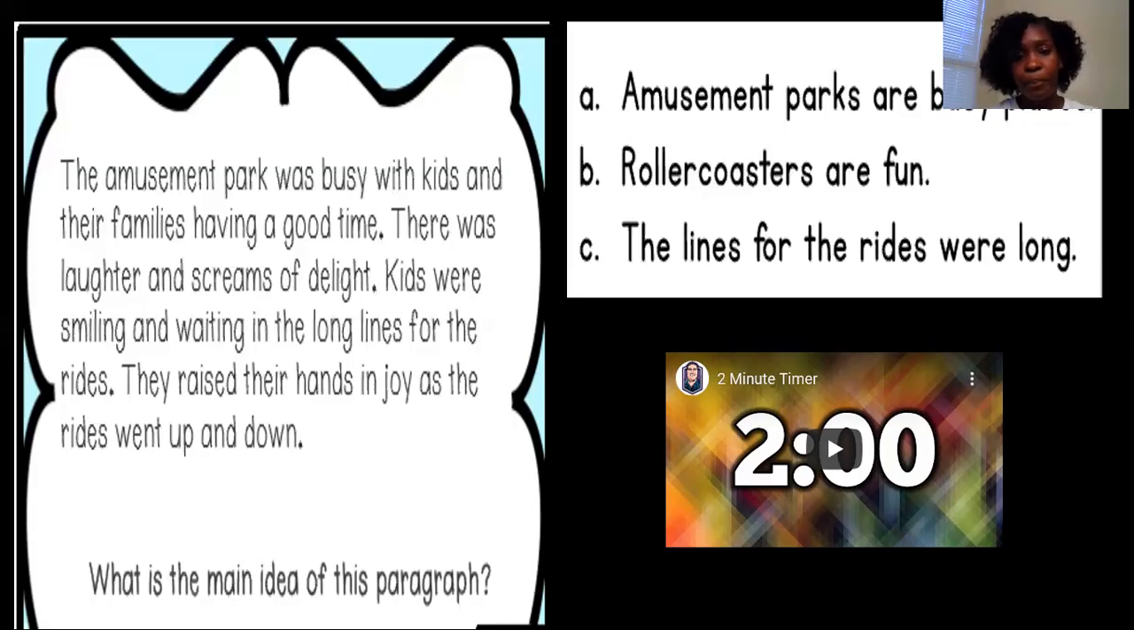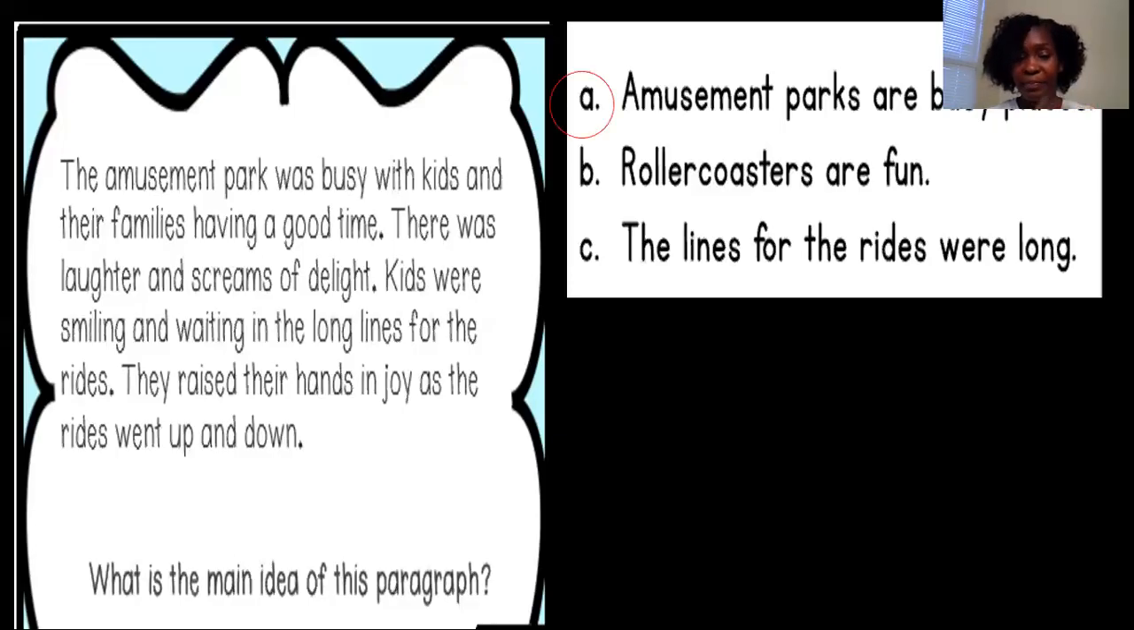Let's check C. The lines for the rides were long. Now, it did talk about that they were waiting in long lines. However, you have to ask yourself, was this whole passage all about how the lines for the rides were long? And if you answer that, the answer should be no. And so your answer for this one, the main idea, most important point, what it was mostly about, should have been A.